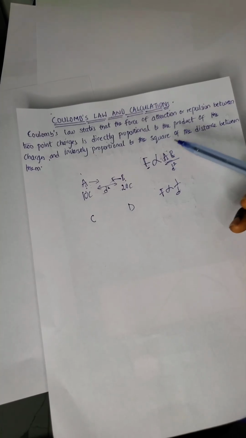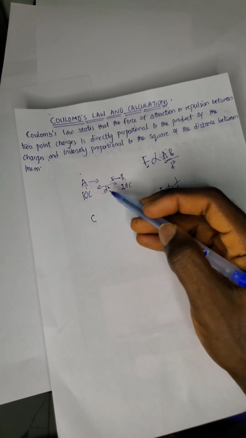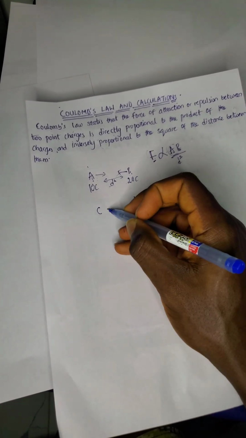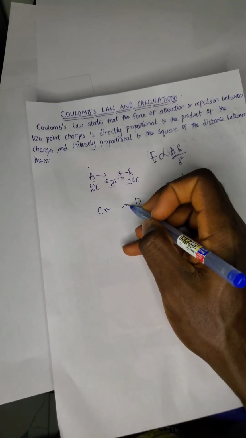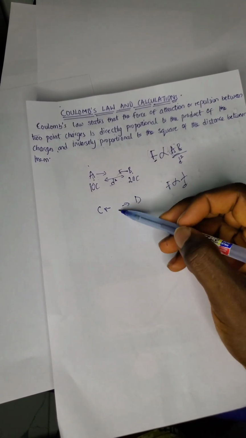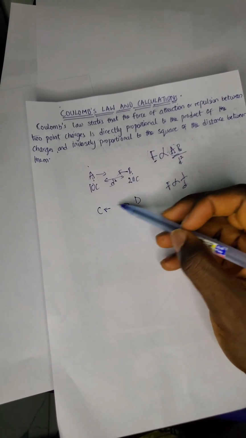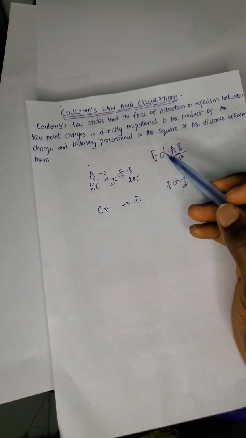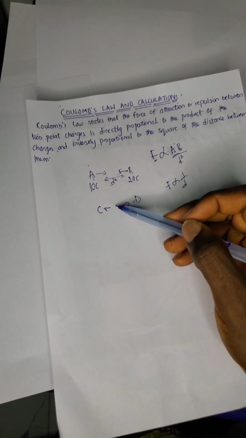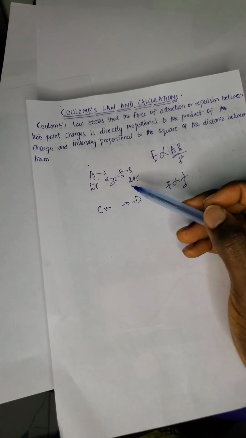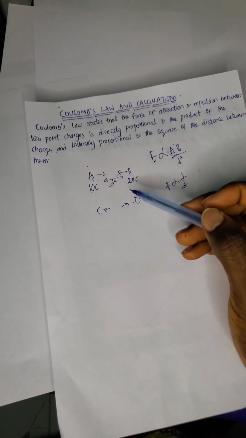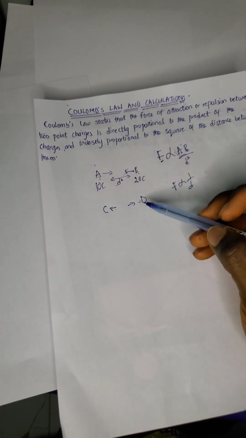So that's what inversely proportional means. I hope you get this. So the same applies for repulsion. The force of repulsion between 2 point charges is directly proportional to the product of the charges and inversely proportional to the square of the distance between them. So now let's go to the next question.